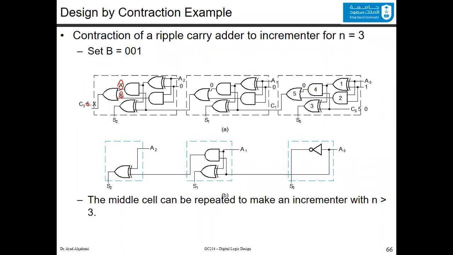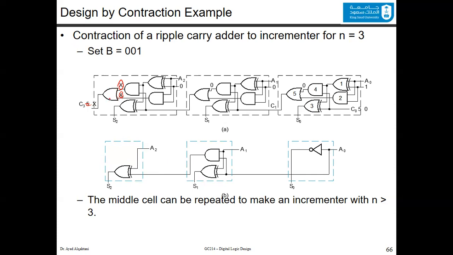So now you can see that this idea of contraction makes the circuit simpler. The whole circuit here is just an equivalent of an inverter with some lines. The equivalent of the circuit in the middle of a ripple adder is a half adder, which is AND and XOR. And this middle part can be repeated to make the incrementer for more than 3 bits. You would repeat this part. The last one is a special case of the middle part where this behavior happens.